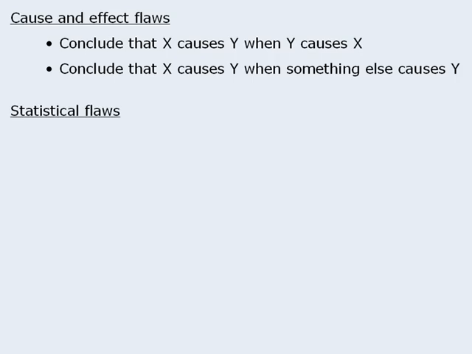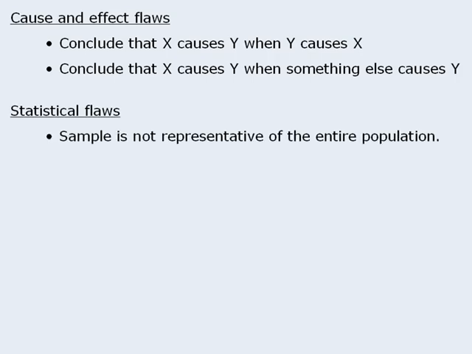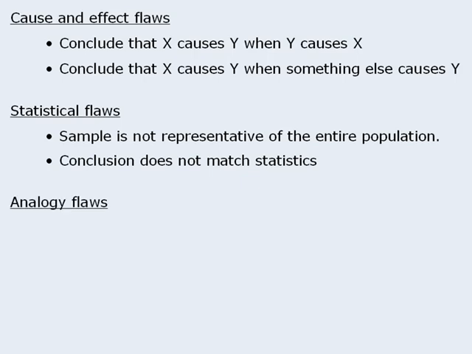For statistical arguments, a common flaw is that the sample is not representative of the entire population, or sometimes the conclusion does not match the statistics. For analogy arguments, the author takes 2 things that share a certain set of characteristics and then makes conclusions about additional characteristics that the 2 things should share. For analogy arguments, there just may not be enough similarity between the 2 analogous things to draw reasonable conclusions.